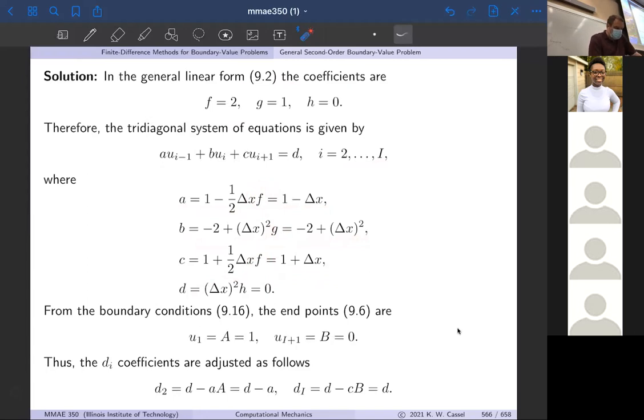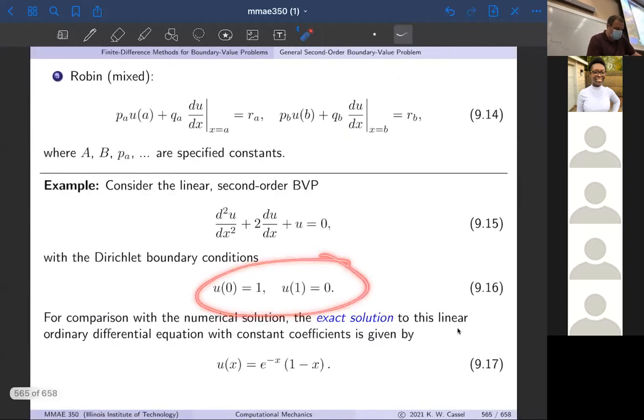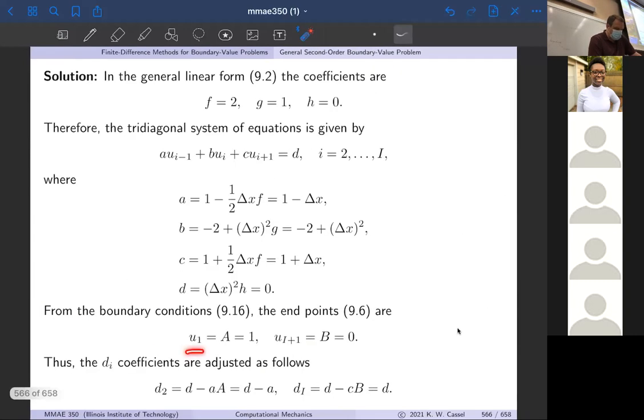We were given Dirichlet boundary conditions on the ends, so those are known. So u1 is known, it's 1, and u capital I plus 1 is known, that's 0. That's from the boundary conditions. So I do the adjustments. I've done all this before, so I'm just putting in the actual values now. So I do the adjustments on d2, and d capital I is d minus a and d.